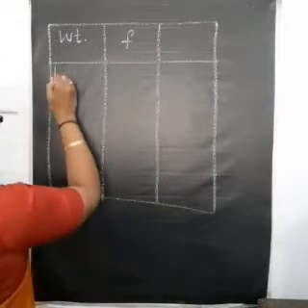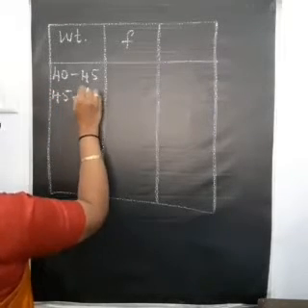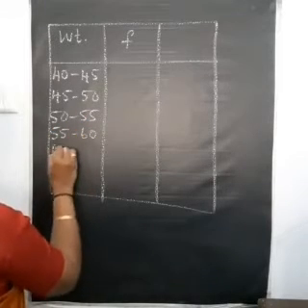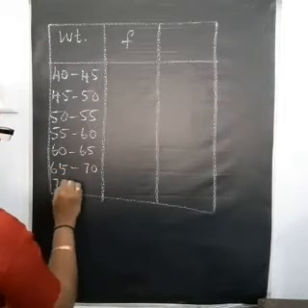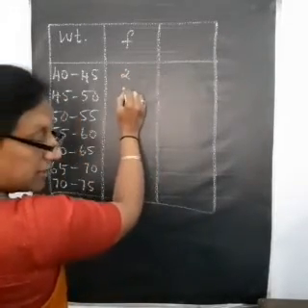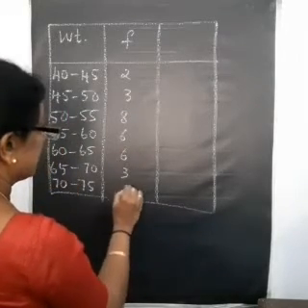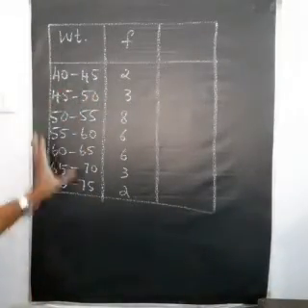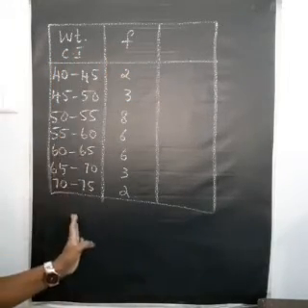So the weight is 40 to 45, then 45 to 50, 50 to 55, 55 to 60, 60 to 65, 65 to 70, 70 to 75. And the frequencies given are 2, 3, 8, 6, 3 and 2. Just say this is what is given to you. The weight is given as the class interval, and they have given the frequency of the students who are in that weight.